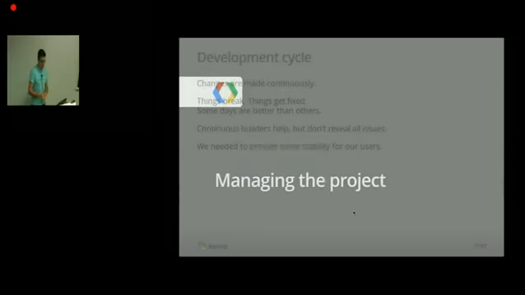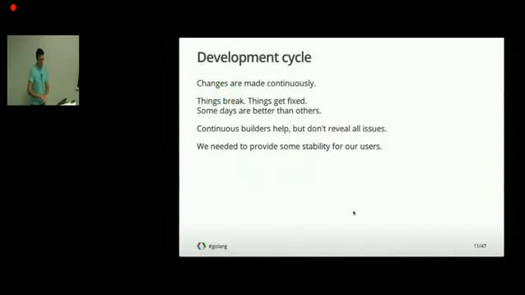So, a bit about managing the project. We have this continuous development process, and since we have no branches, things break and then things get fixed. Sometimes the tree is in a better state than other times. We generally try to roll back things that break things, but sometimes something broke a few weeks ago and we didn't notice because the particular issue wasn't being tickled by any tests. So even though we have continuous build, it doesn't necessarily help all the time. We needed a way to provide stability for the users.